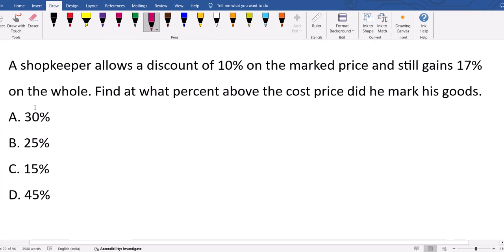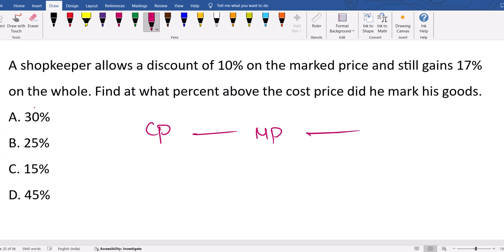A shopkeeper allows a 10% discount on the market price and still gains 17% on the whole. Find at what percentage above the cost price he marked his goods. See, there is cost price, then market price, then selling price. We are given a 10% discount on the market price. Let us say 100 rupees is the market price. We are assuming this, we don't want to entertain formulas, we just go with the simple thing. Then how much discount is given?